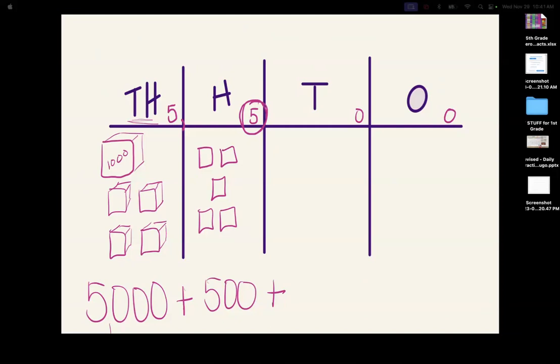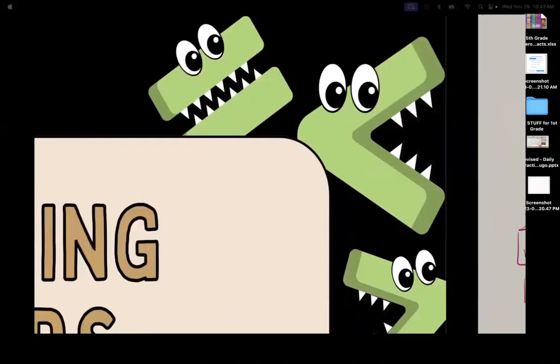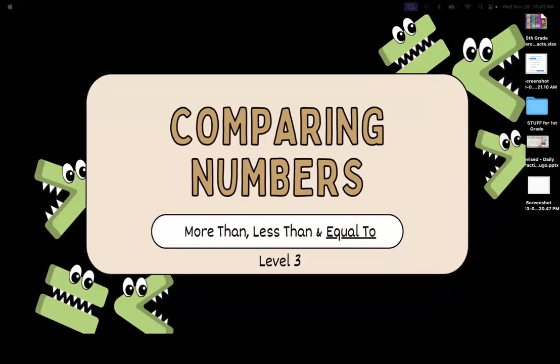So there is going to be how many in our tens? There is 0 in our tens and 0 in our ones. So 5,000 plus 500 plus 0 plus 0 is 5,500. Good job, Quinn. Turn your fives around. They're backwards. I used to do that too, so I understand. 5,500 is our number. Okay. One of the things we're going to be doing today is we're going to be comparing numbers.